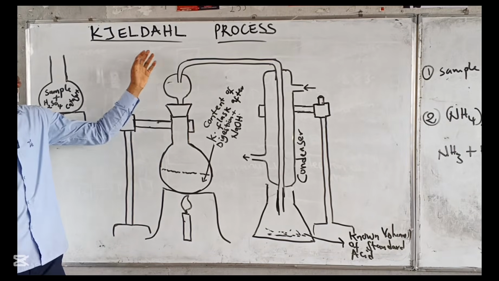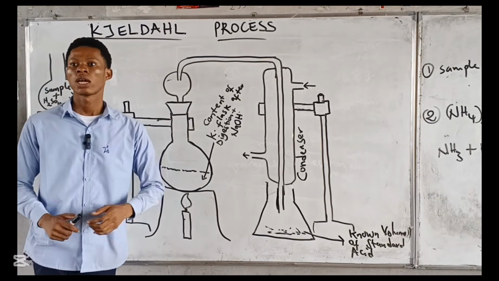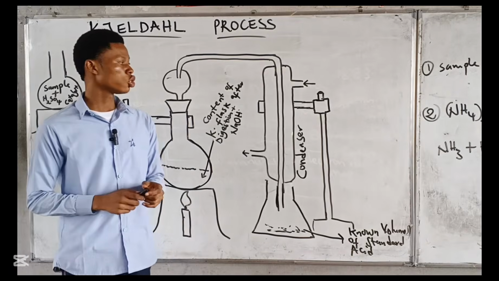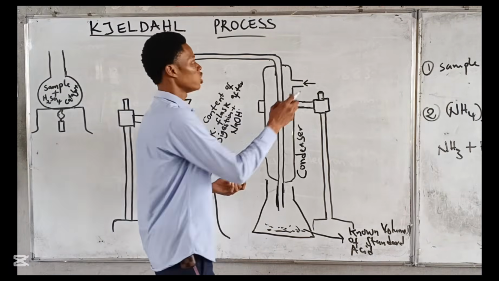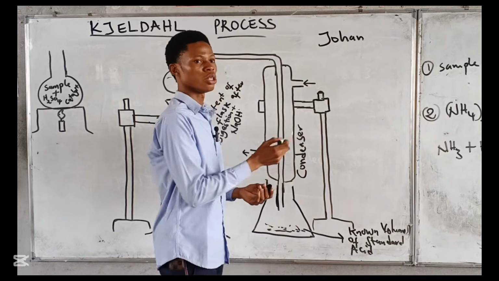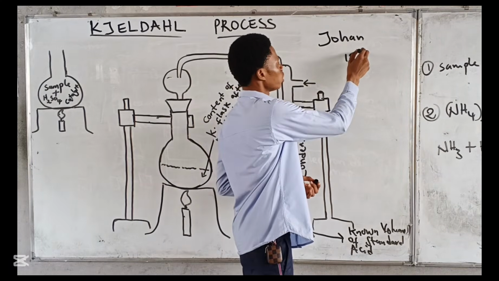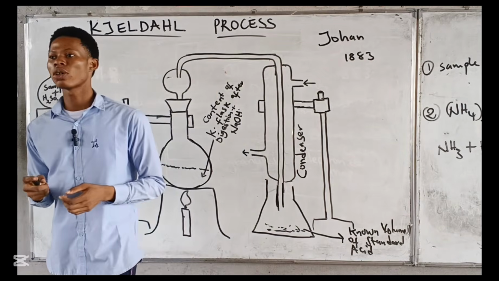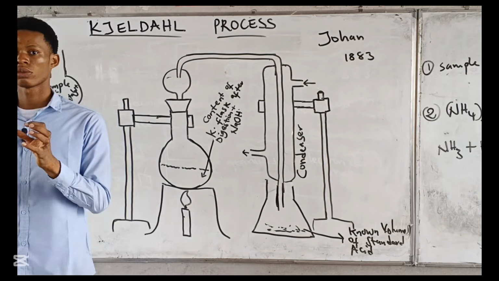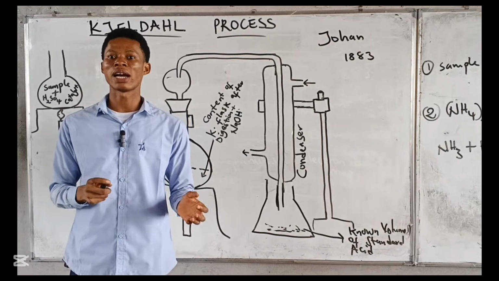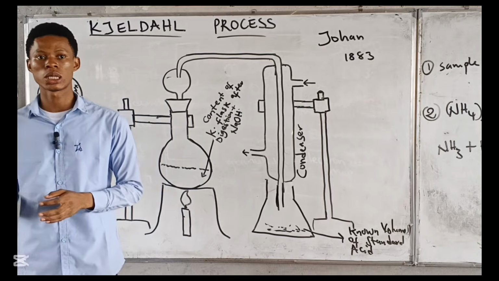Now we'll be looking at the Kjeldahl process. The Kjeldahl process was introduced by Johan Kjeldahl. In what year? 1883. This method is used for the estimation of total nitrogen in organic and inorganic substances.